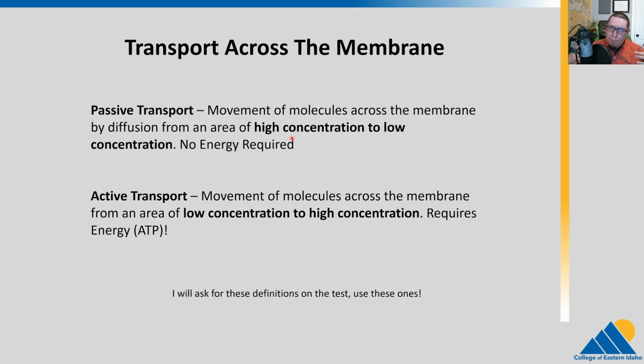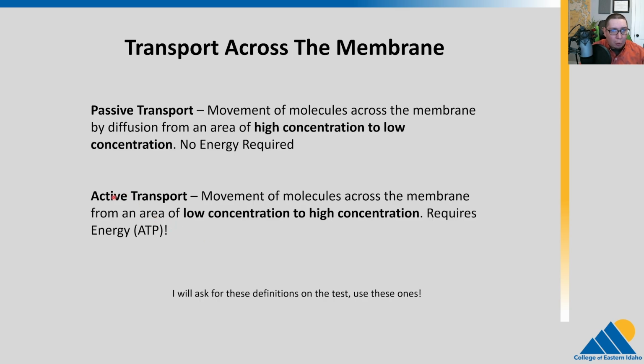We're going to talk about membrane transporters and how we move things across the membrane. So, we need to talk about two types of movement. We need to talk about passive transport and active transport. And this is very important. I will ask for these definitions on a test. Use these ones, please, and make sure you have them memorized and are able to write them out.